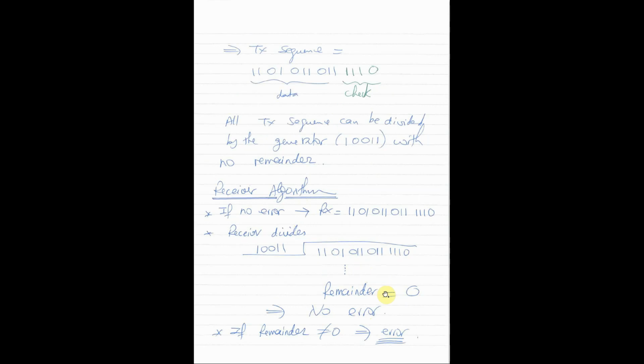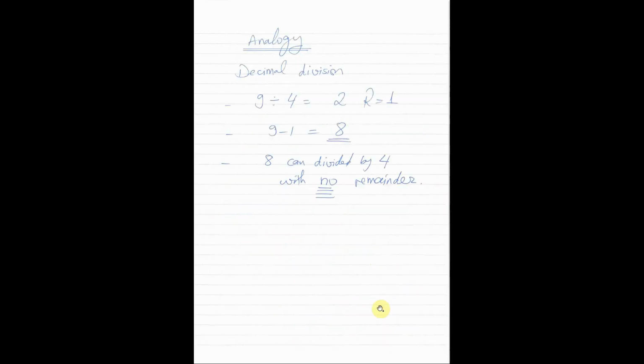However, what happens if the received sequence is not the same as the transmitted sequence? So some of these bits change, one or more of the bits change, we get a transmission error. That received sequence with errors, if it is divided by the generator, it's supposed to give us a non-zero remainder, and that allows the receiver to detect that there is an error. So let me give you an analogy so that you are convinced why this works.